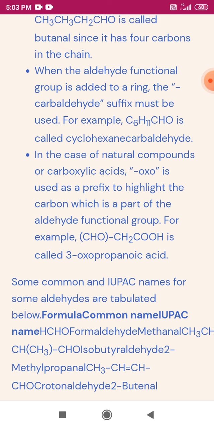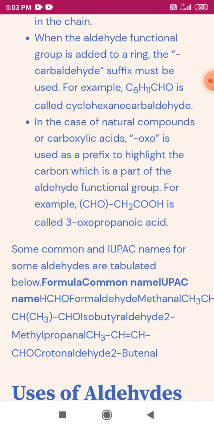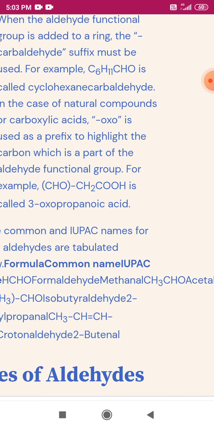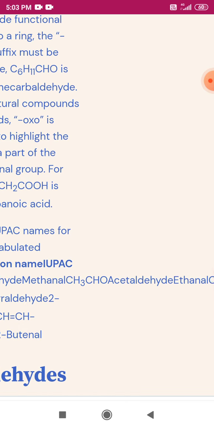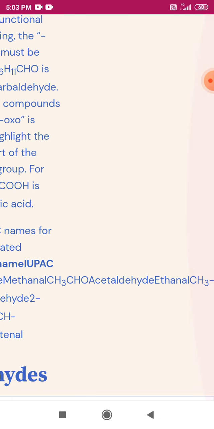Names for aldehydes are tabulated below: formula, common name and IUPAC name. The first formula is HCHO, known as formaldehyde, and its IUPAC name is methanal. Next, the formula CH3CHO is known as acetaldehyde, and the IUPAC name is ethanal.